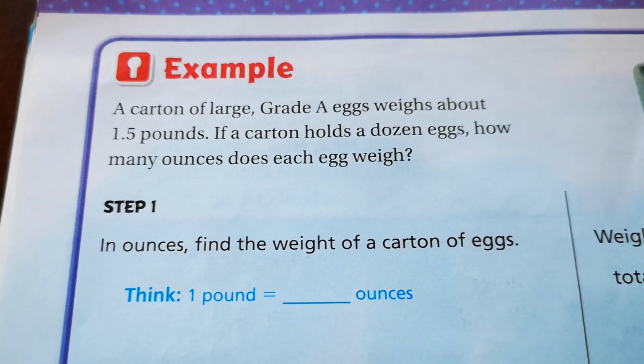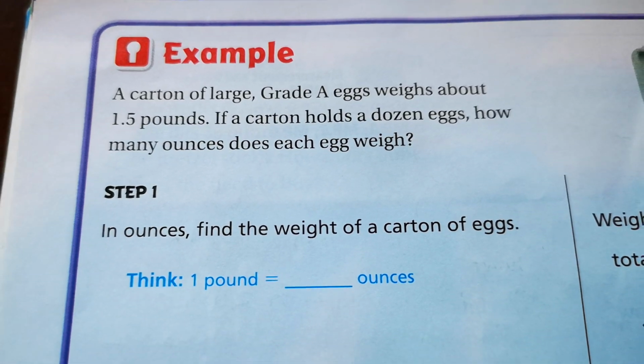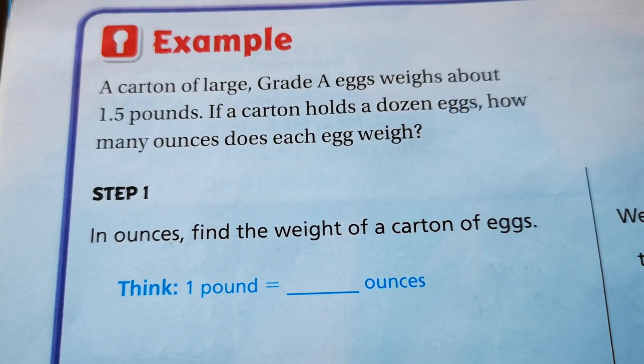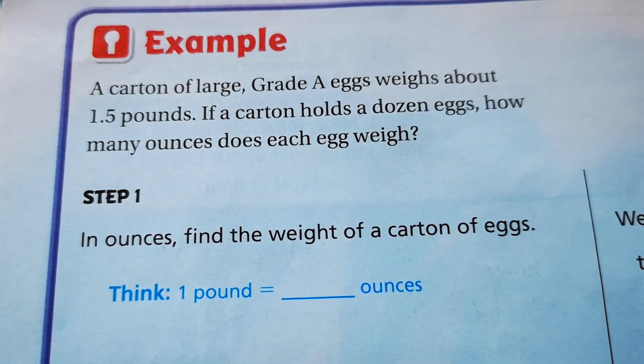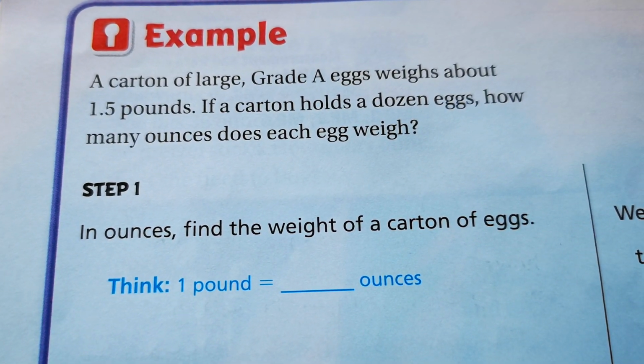A carton of large grade A eggs weighs about 1.5 pounds, or 1.5 pounds. That's another way to read that. If a carton holds a dozen eggs, how many ounces does each egg weigh?